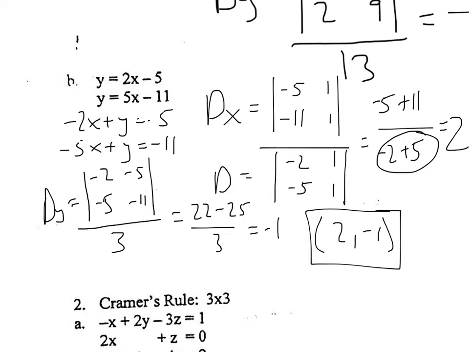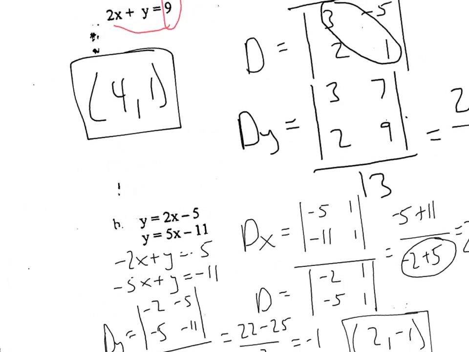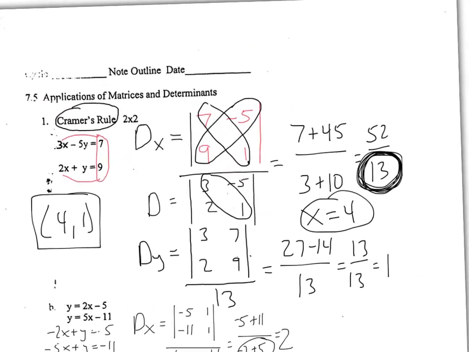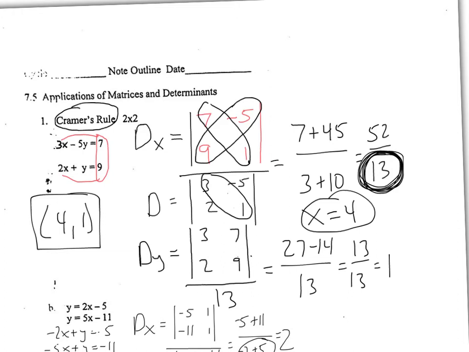A couple things that could happen, special cases. If you get 0 in the denominator, if the determinant of the coefficient matrix is 0, so if you get 0 on the bottom and 0 in the numerator, think about what special answers you get with systems. You can either have infinite solutions or you can have no solution.